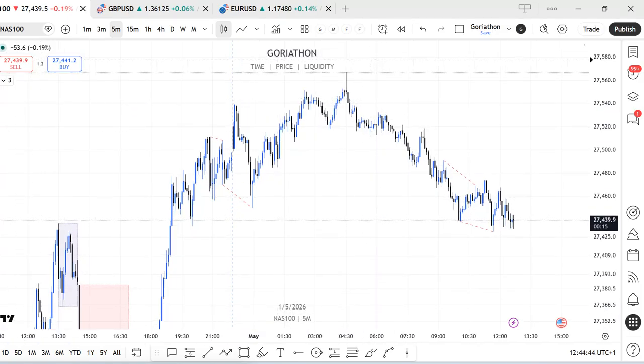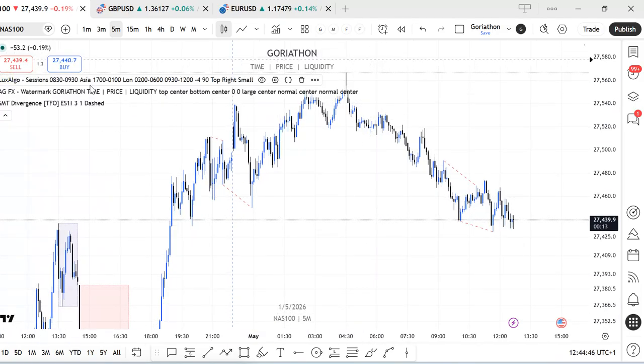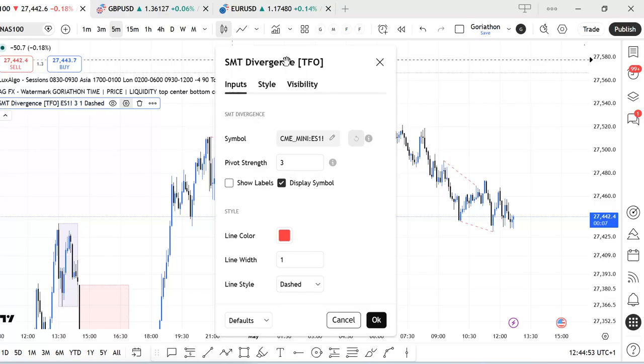Fine. That is one indicator, and the other one is this one, SMT divergence, right? So it's a free indicator. You can get SMT divergence TF4. You select CME mini ES1. That's what you'd usually select. If not, you can also go and select SP500, because sometimes there are some delays as well. So it all depends, right?